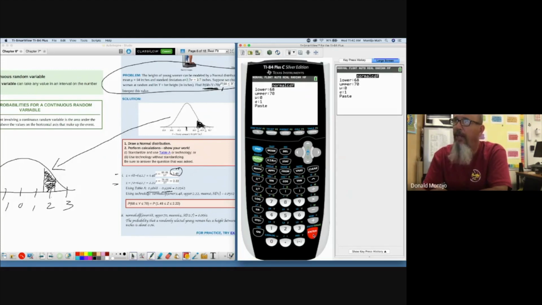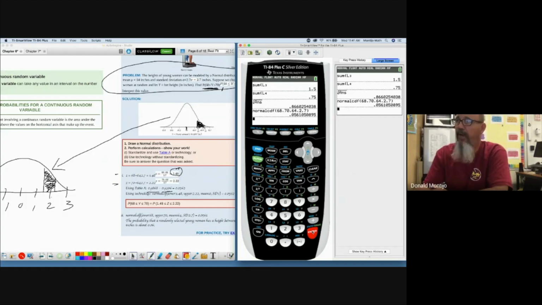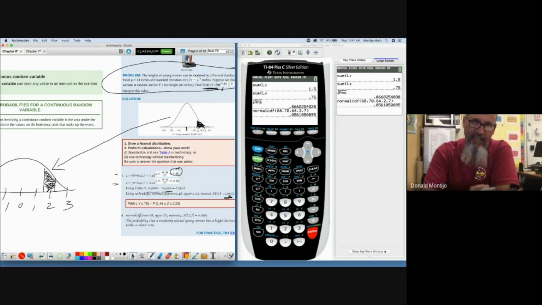The mean of women's heights in the United States, that's 64 inches. The standard deviation of women in the United States, that's 2.7 inches. And then paste, and then enter: 0.0561. And when I used table A, I got 0.0562. These values will not always be exactly the same. The calculator carries more significant digits than table A does. Therefore, it'll give us a more accurate answer. But they're both acceptable. They're both 100% correct.